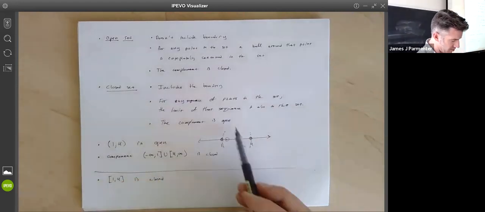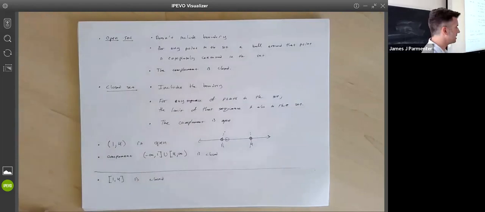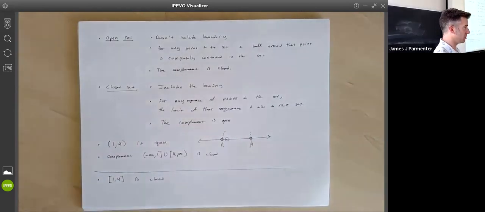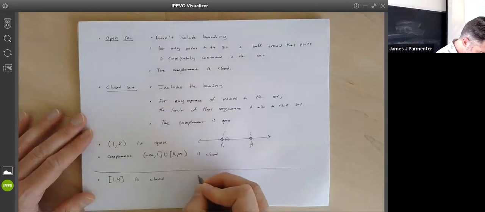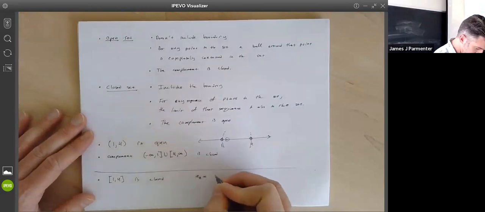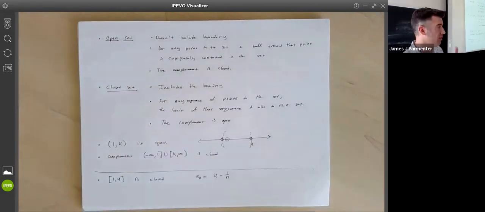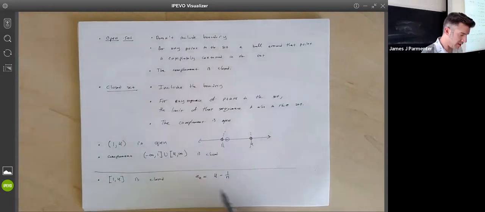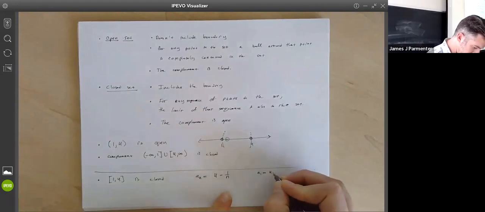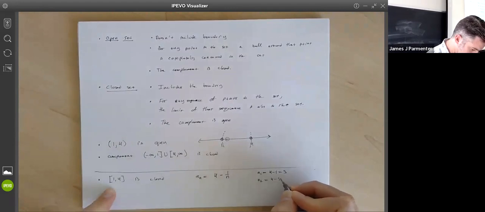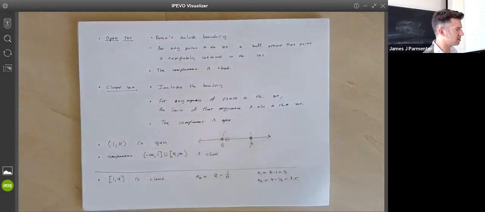And then the other thing you can say is what I was saying about any sequence contained in the set: its limit is also in the set. So for example, here's a sequence of points that are definitely included in the set. The sequence a_n = 4 - 1/n. For every value of n, this value is in my interval. Let's check. a_1 is 4 - 1, which is 3. That's definitely in there. a_2 is 4 - 1/2, which is 3.5. Definitely in there. And you can see where this is going.